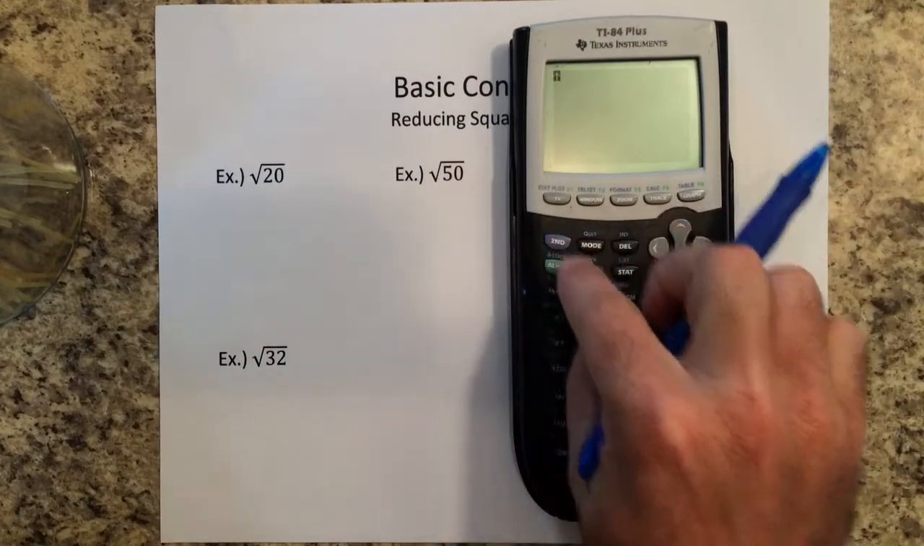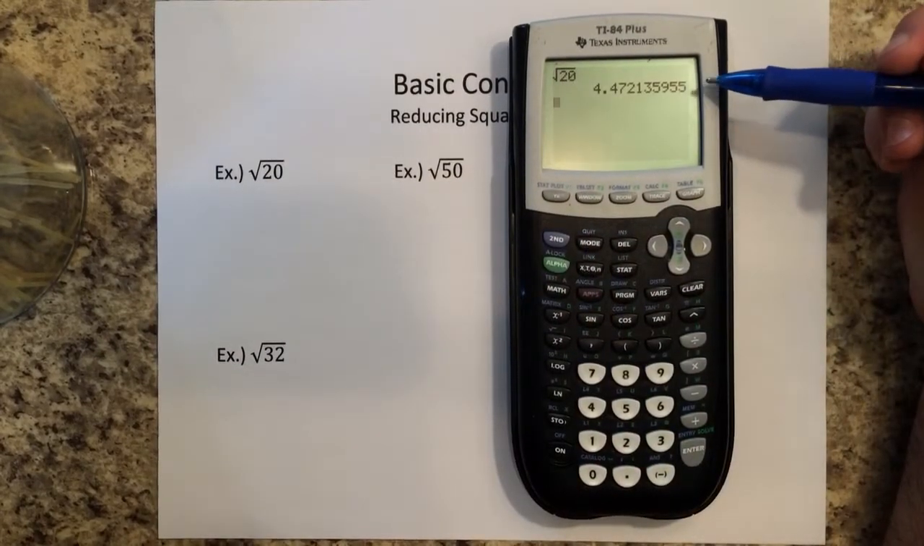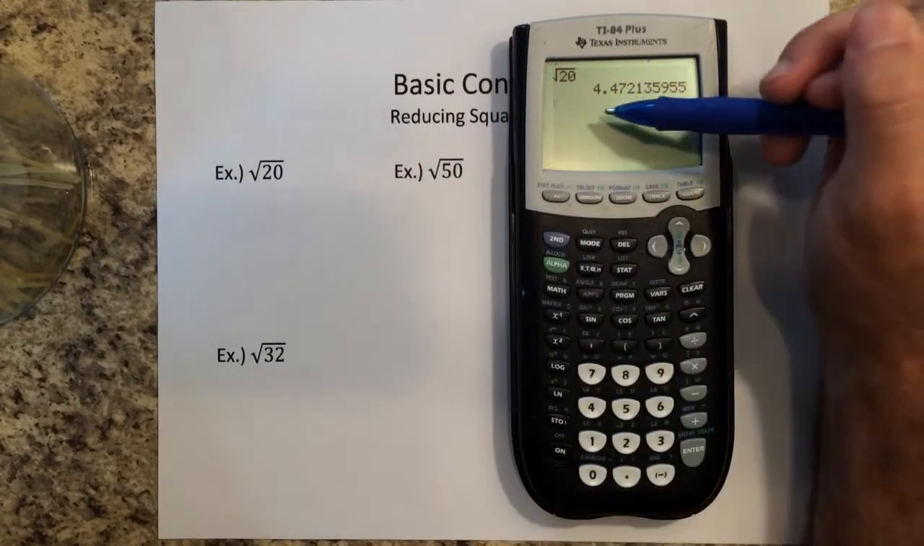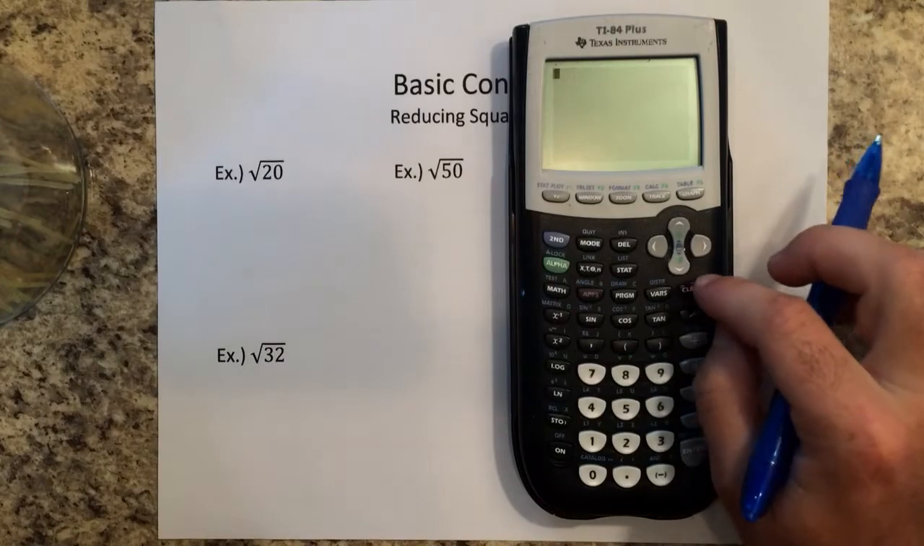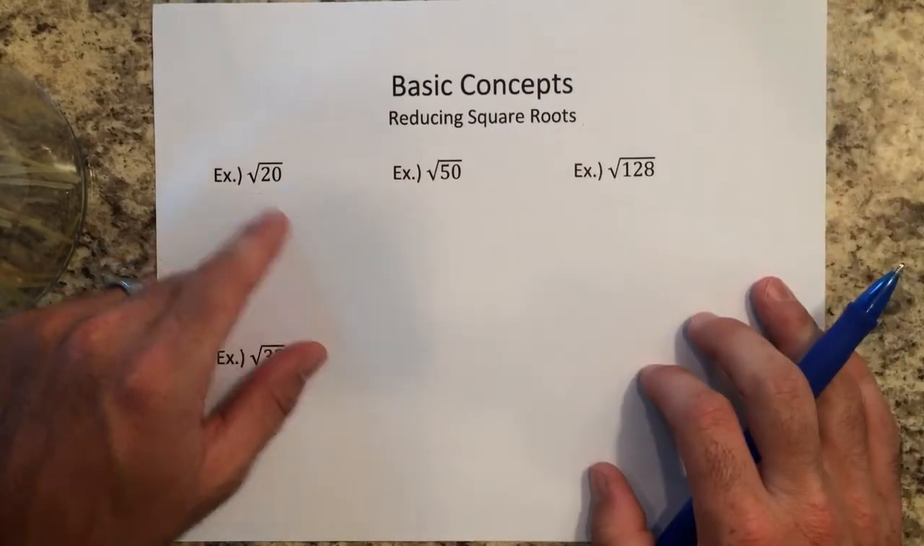So if I grab my calculator and type in square root of 20, you can see it gives me a long decimal. So what that means is that 20 is not a perfect square. It didn't give me a whole number. So what I want to do is find the perfect square that goes into 20. And to do that, I need to know what my perfect squares are.